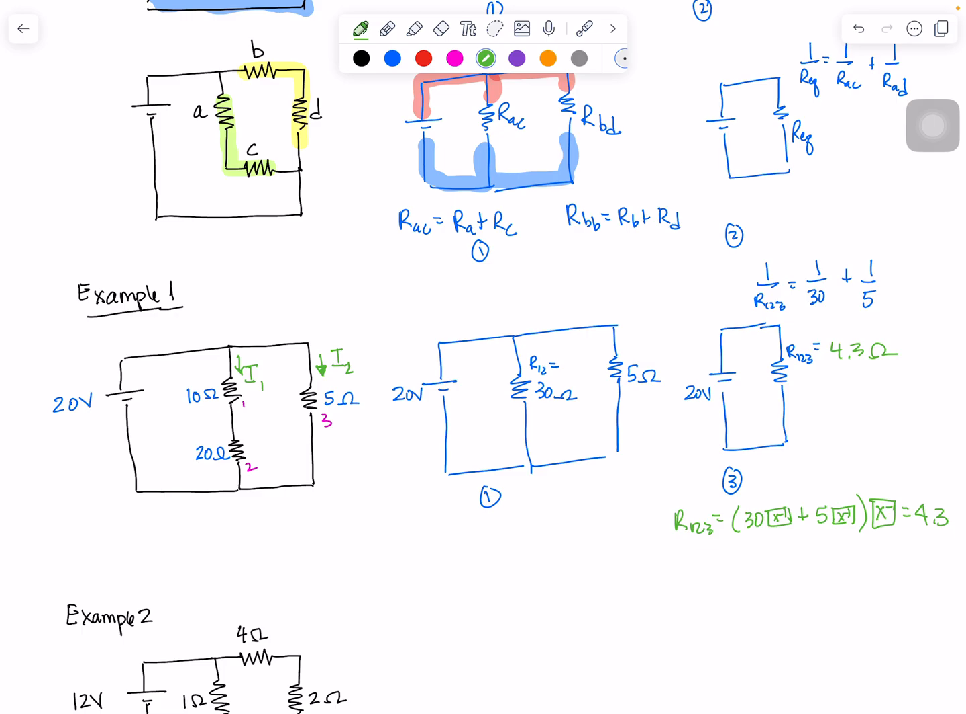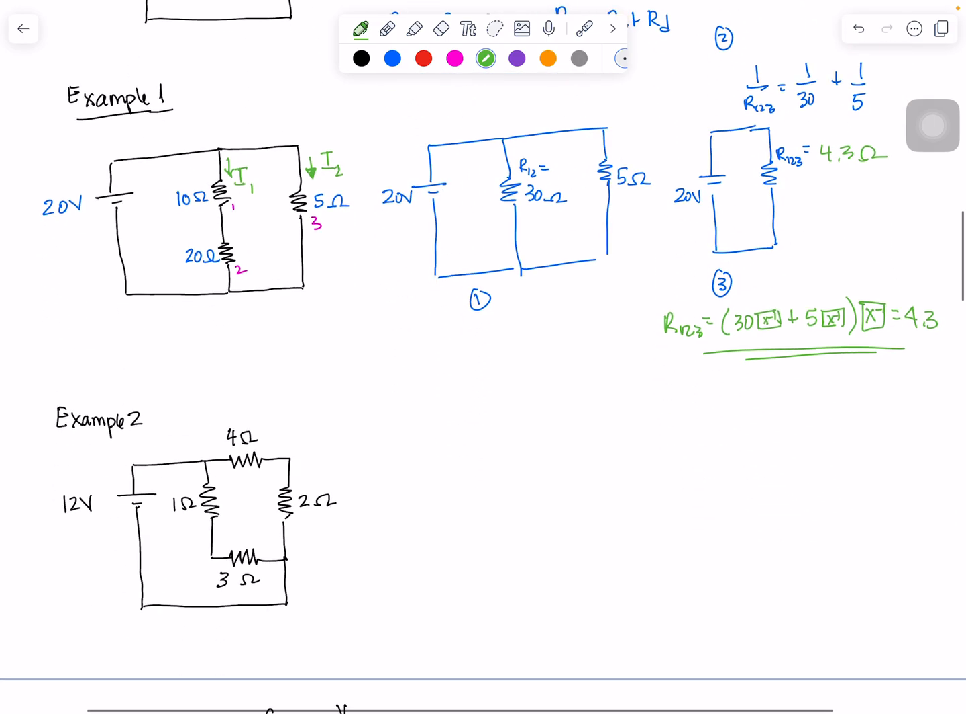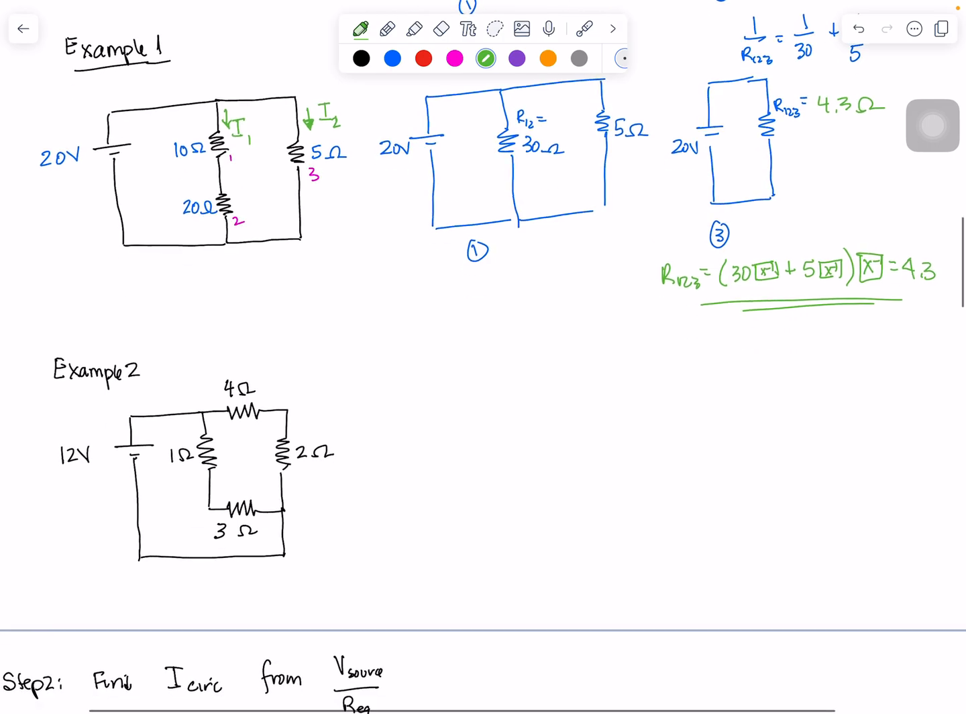All right, I did it twice and I got the same answer both times. So that is my equivalent resistance. I'm going to do example 2. This is my more complex one. And again, I redraw my circuits. You'll see why in a moment. It saves time in the long run.